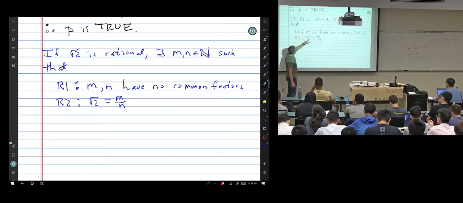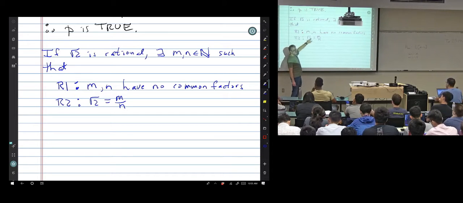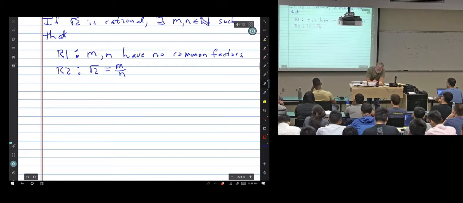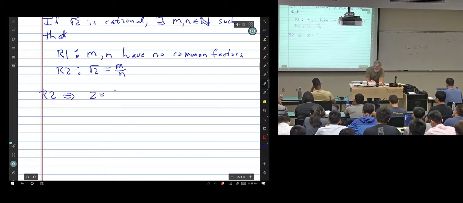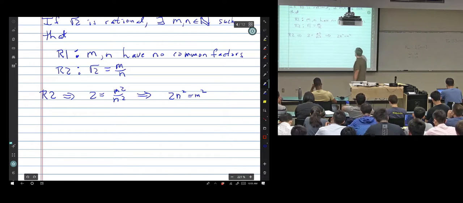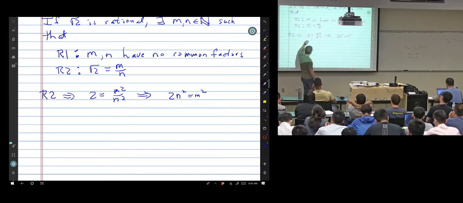From R2, if this statement is true and I square both sides, what do I get? I get 2 equals M squared over N squared, right? So R2 implies 2 equals M squared over N squared, and that implies that 2 times N squared is equal to M squared. I multiplied both sides by N squared.